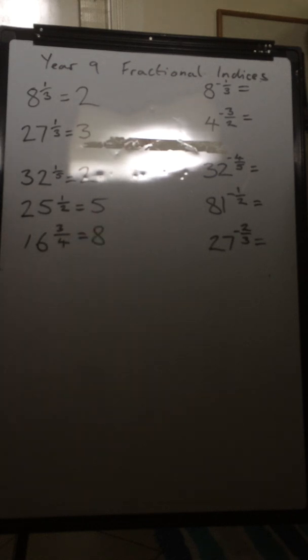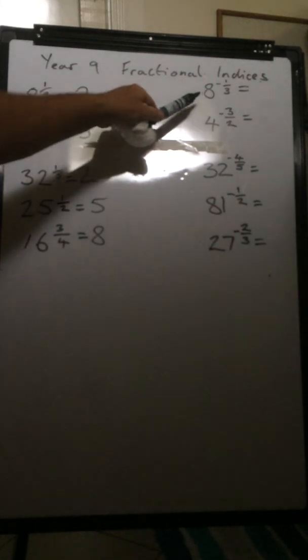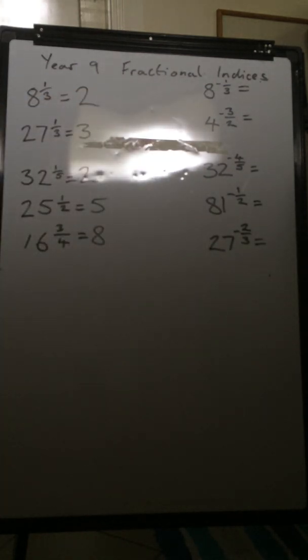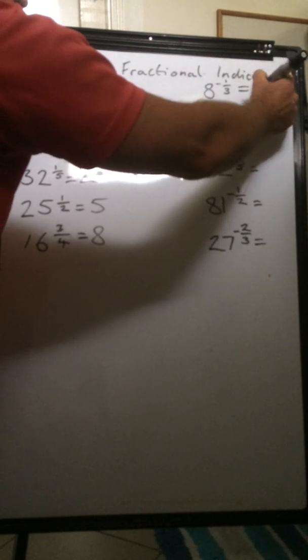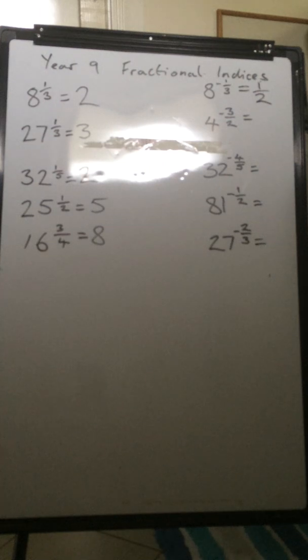Okay, now we'll move on to the next hand side. On the next hand side, what we have is 8 to the power of negative 1/3. Well, 8 to the power of 1/3 is 2, but because it's a negative 1/3, it's telling us that the 2 cannot remain in the numerator. We're going to drop the 2 down into the denominator. So in this case, we get the answer 1/2.